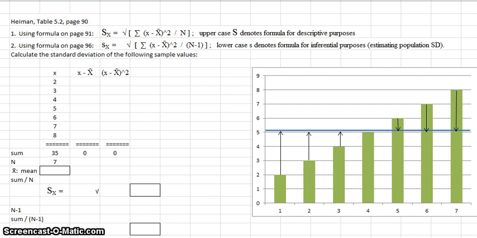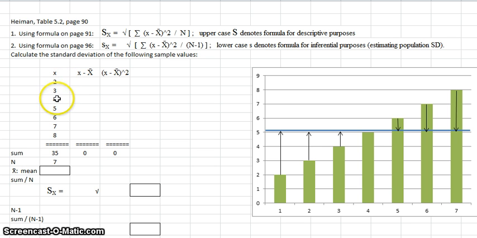Tuttle, and I'd like to go over an example of standard deviation. Standard deviation is the common statistical measure when you have a set of data and you're asking how spread the data is, how close or not so close the data is around its mean. So we're going to take the example from Heiman, page 90.